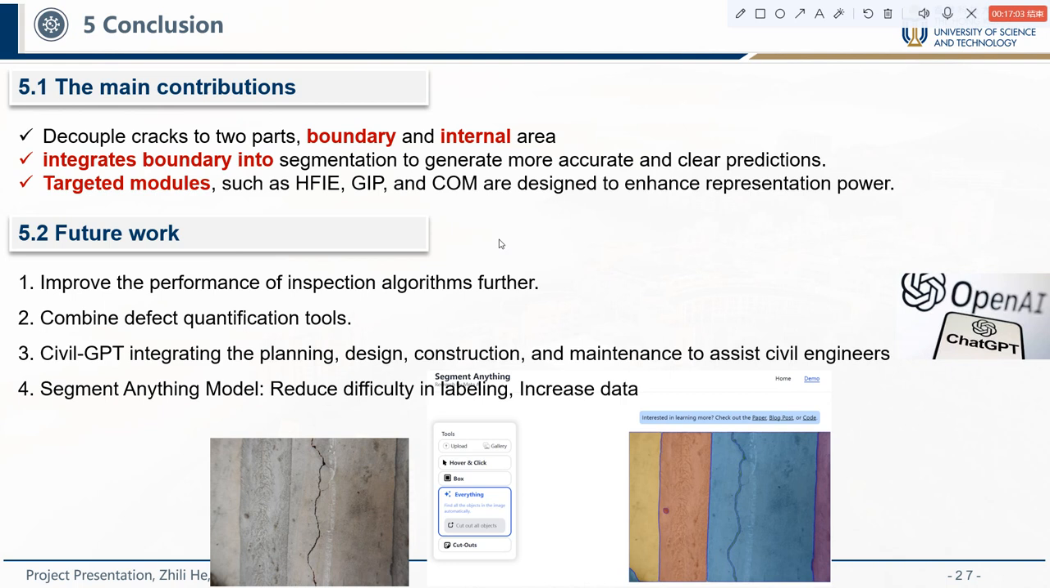And the last is the future work. Firstly, I will try to improve the performance of inspection algorithms further, and then I want to combine some defect quantification tools. And then in the future, I want to build a civil GPT, which integrates the planning, design, construction, and maintenance to assist civil engineers. And last but not least, I want to use the segment anything model, shortly SAM, to help us reduce difficulty in labeling and increase data.